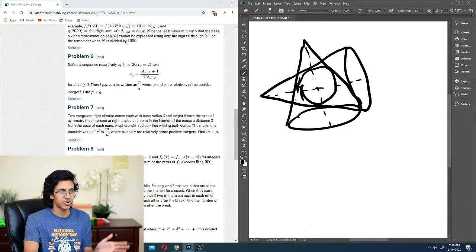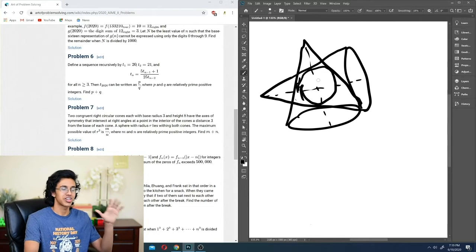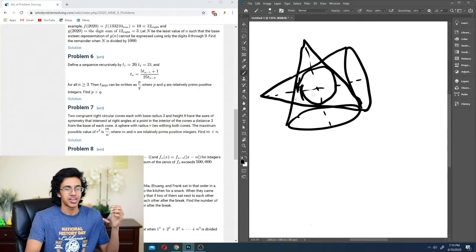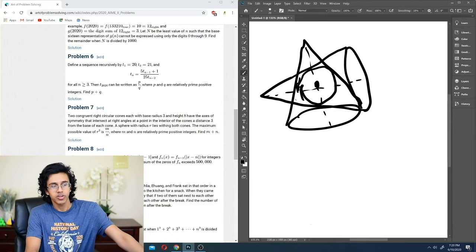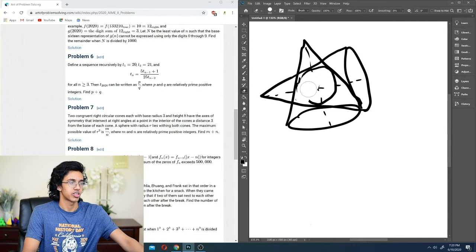There's a thing here and... Oh, no, not a cyclic quadrilateral. It's like an inscribed circle in a quadrilateral. And, you know, it's not guaranteed to have an inscribed circle, but I could prove it to you. And the way I'm going to do that is, let's erase this.